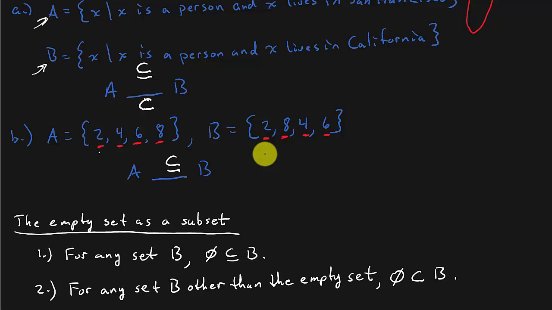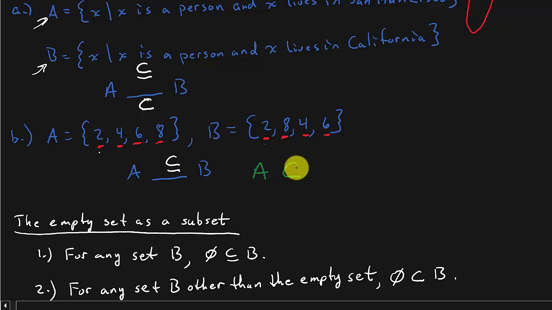Now, I know it did not ask for this symbol, but let's look at this. We could write this over here to the side. Would that be a correct statement? A is not a proper subset of B.